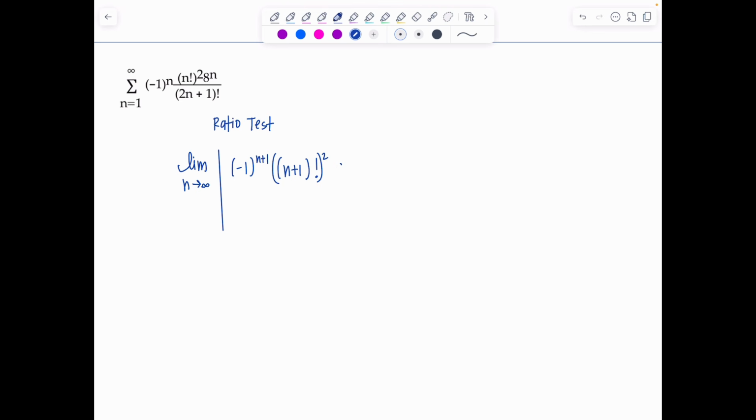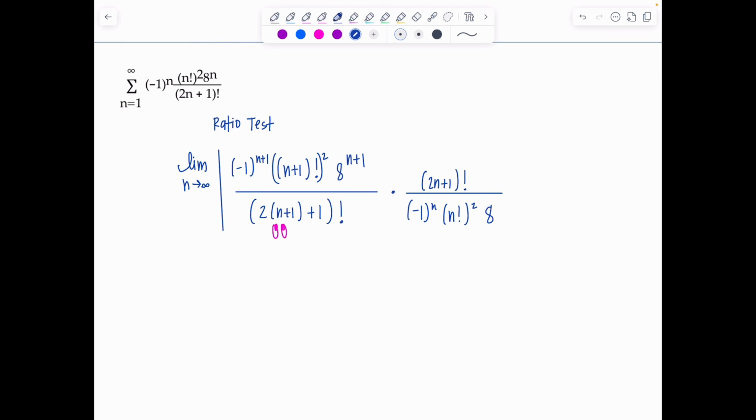Don't be scared. 8 to the n plus 1 over 2 times n plus 1 plus 1 factorial. Please make sure you put parentheses here. Let me put the watch out eyeballs so you don't forget. And then divided by the original. So I'm just going to multiply by the reciprocal. So I'll have 2n plus 1 factorial, and then on the other side, negative 1 to the n factorial squared, 8 to the n. Are we good? Okay.